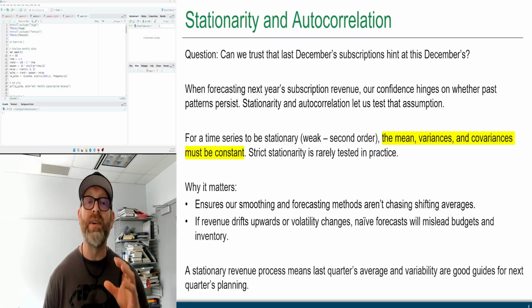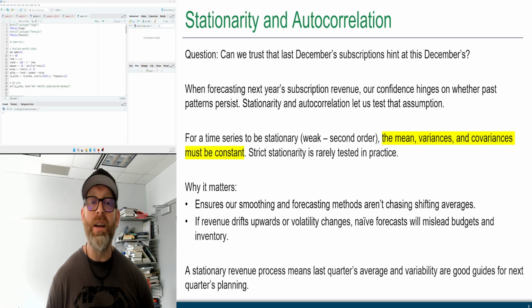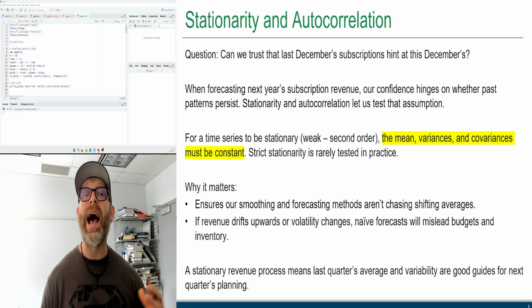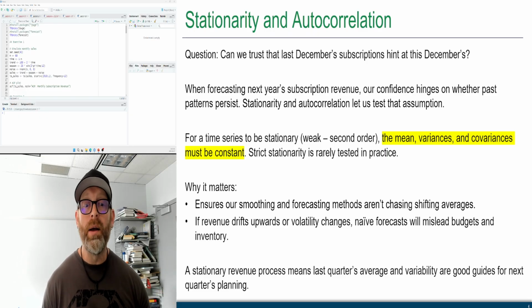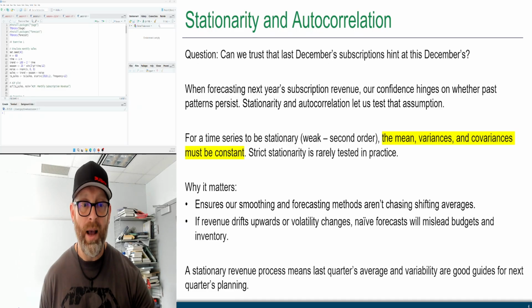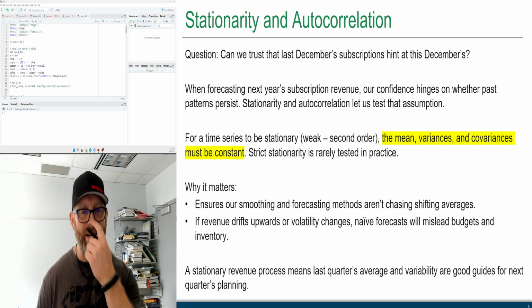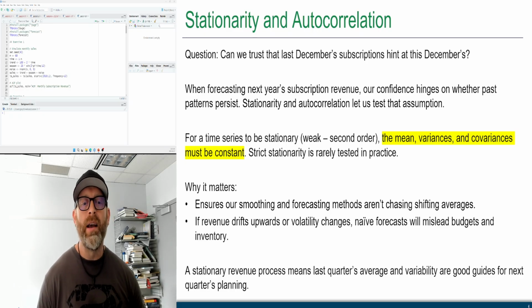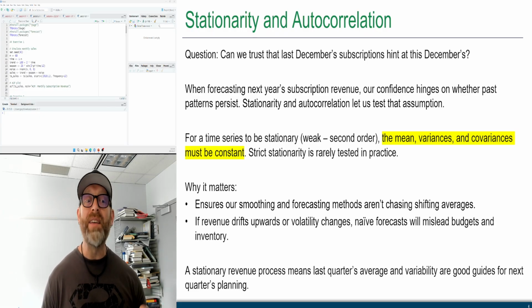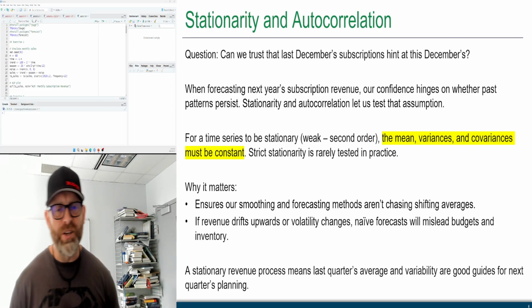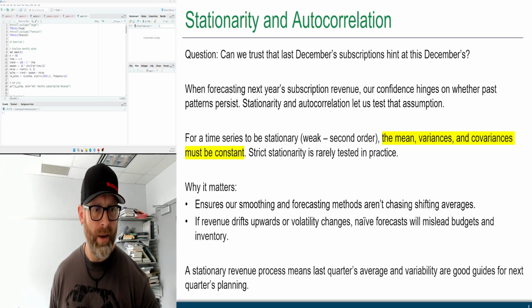So your forecast for next month will be lower than actual, potentially causing you to under-allocate inventory or marketing spend. But it could also be the other way around. If there's a downward trend in sales, you might overestimate your future revenue, overstock, or even overspend. So you want to be careful about these things.